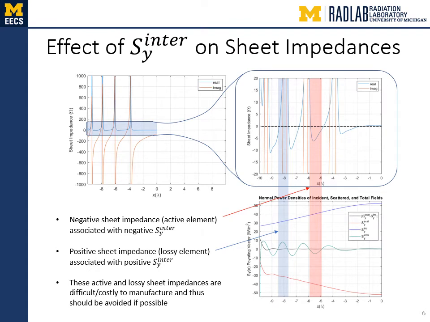In this slide, we investigate the effect of the power density associated with the interference term on the sheet impedances. Shown in the upper left is the sheet impedance of a typical single-layer metasurface designed to scatter an incident cylindrical wave into a reflected plane wave. By expanding the vertical axis and investigating the real part of the sheet impedance, we can see that points along the metasurface where there is a net negative power density lead to negative sheet resistances, and points along the metasurface where there is net positive power density lead to positive sheet resistances.